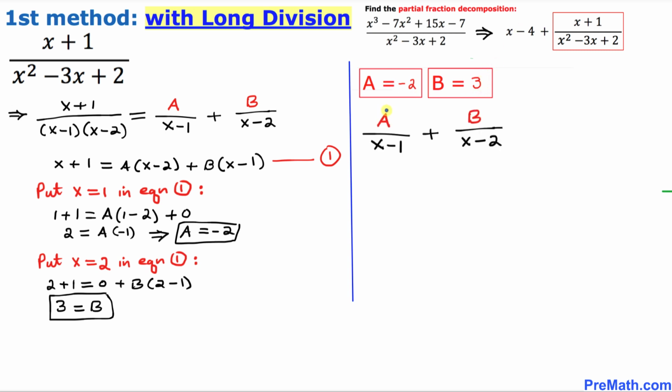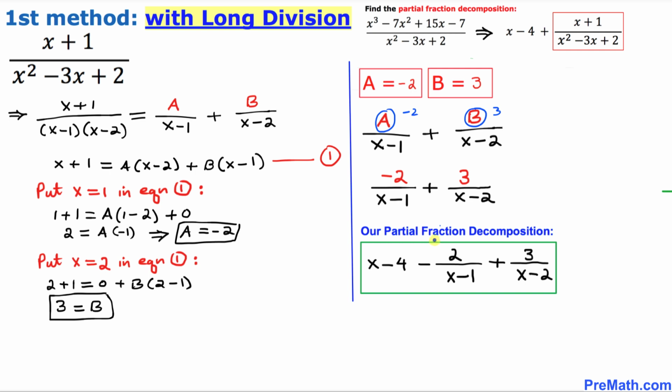So therefore in our partial fraction decomposition, wherever we see a, I am going to replace it by -2 and b by 3. And here is the partial fraction decomposition after we replaced the values of a and b. And here is our complete partial fraction decomposition. As you can see, this x minus 4 part is right up here, and the partial fraction decomposition of this rational expression turns out to be over here. And this is our final answer.